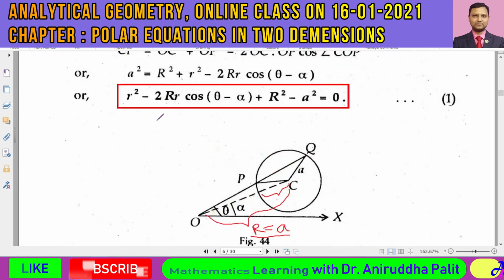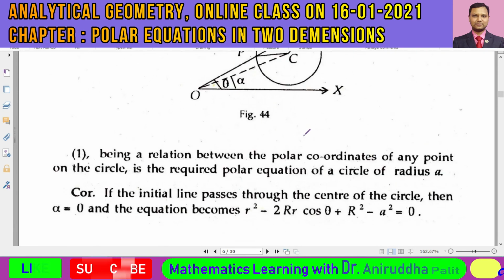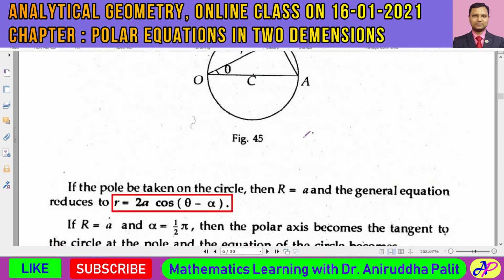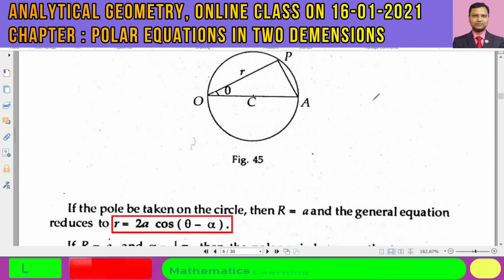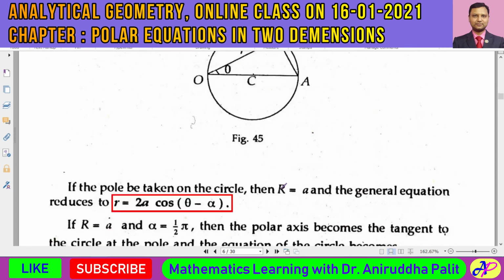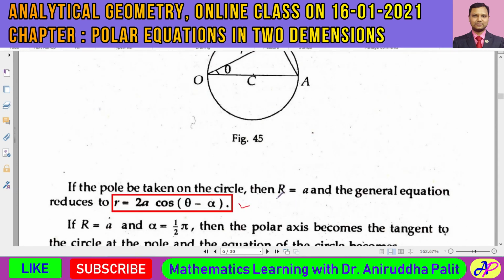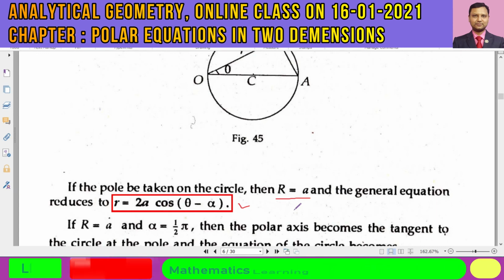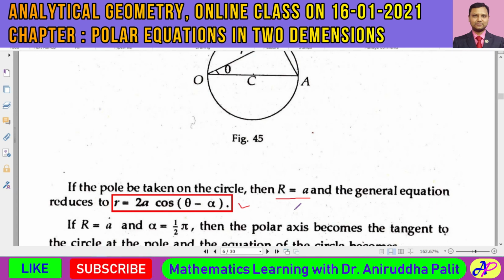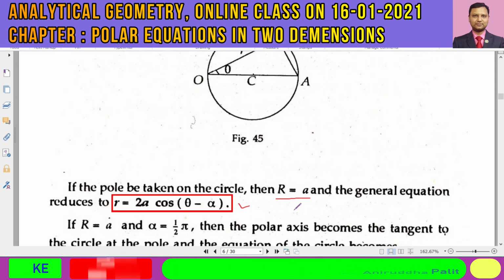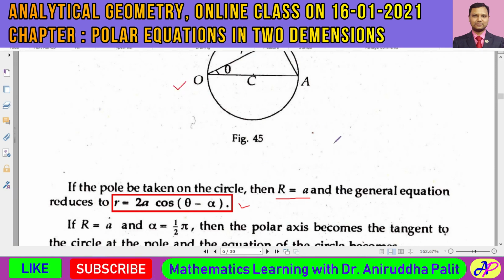So if you put capital R equal to a in this relation, you will ultimately get this kind of formula. Just by putting capital R equal to a, we will get the result that small r is equal to twice a cos of theta minus alpha. So this is the special case, that is, when the circle passes through the pole, or the pole lies on the circle.